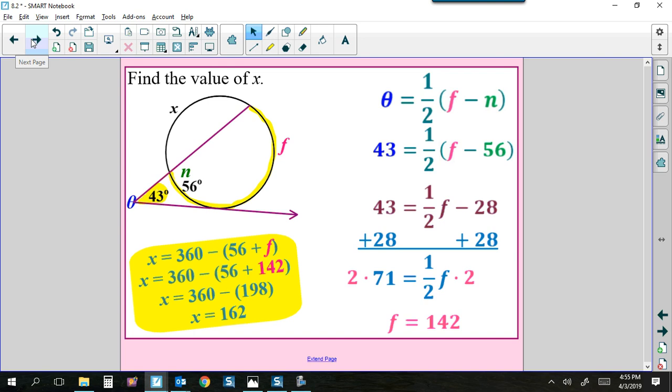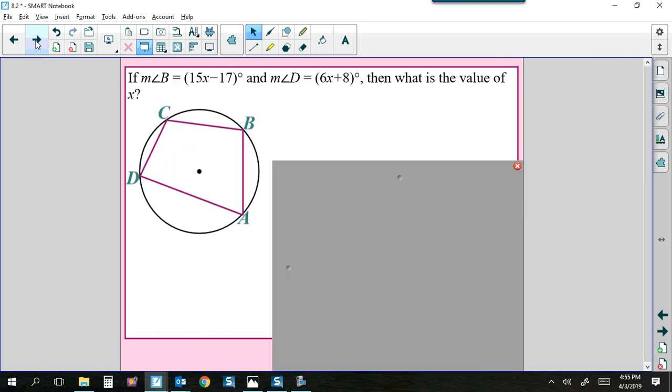And our last problem in notes uses a quadrilateral. So go ahead and maybe pause the video and work this one out if you can.